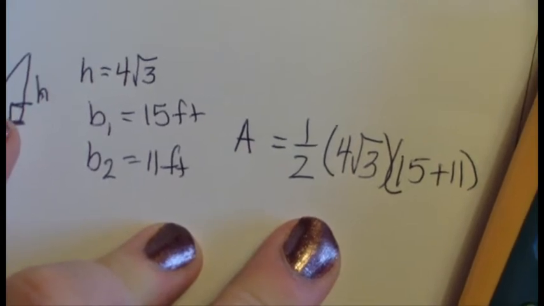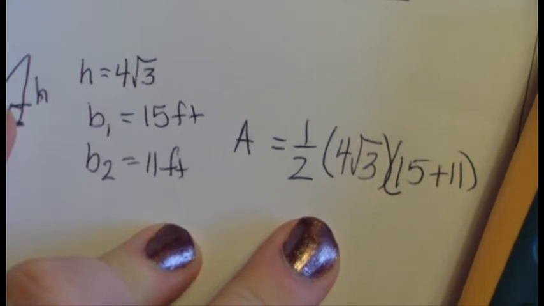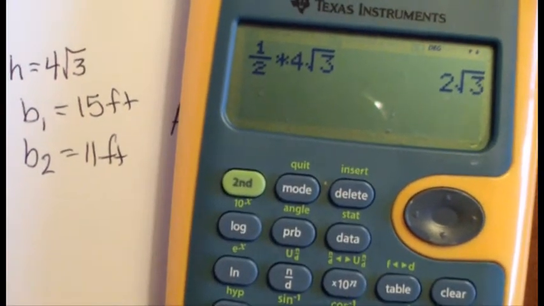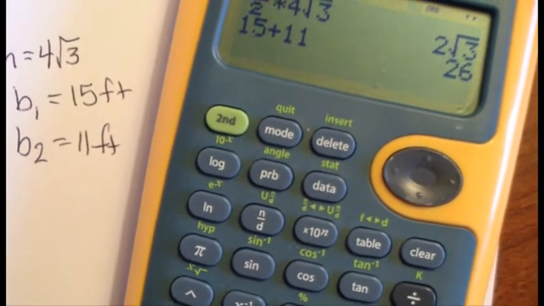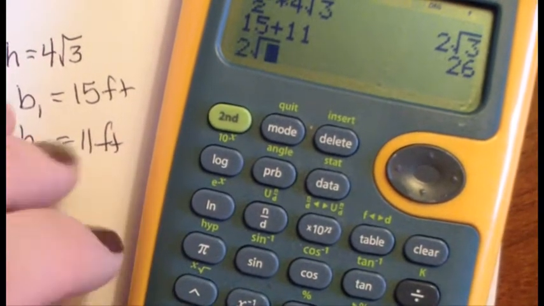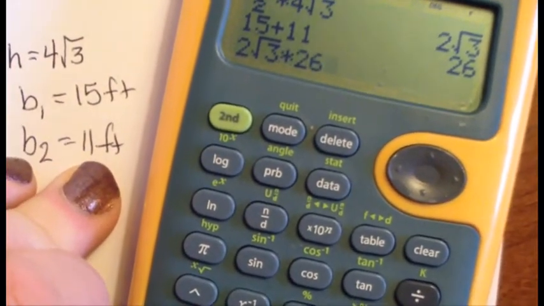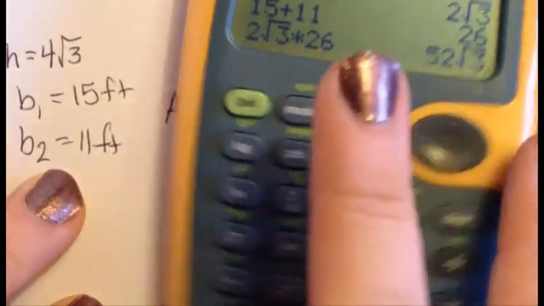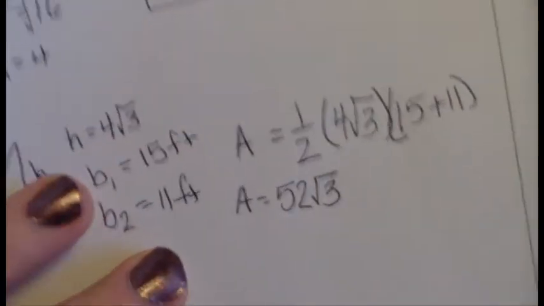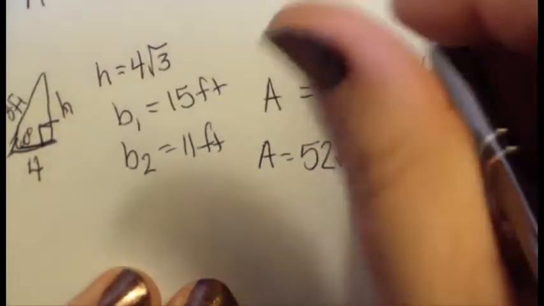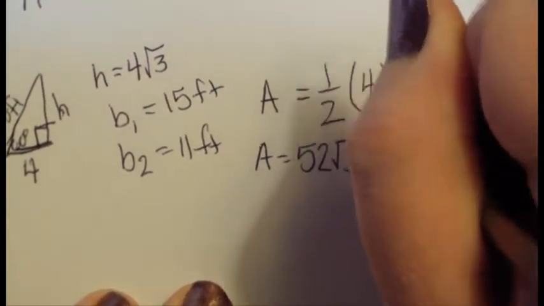I want it to give me an exact answer, so the square root is 2 square root 3. And then we're going to multiply: 15 plus 11 is 26. So 2 square roots of 3 times 26 is 52 square root 3. So that is your exact solution, and it'd be feet squared.